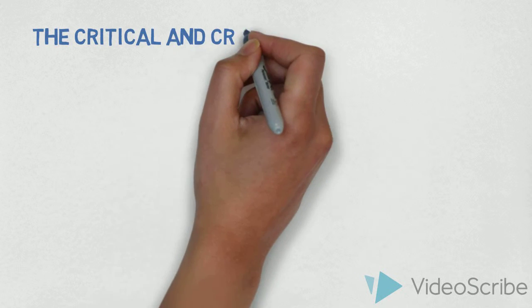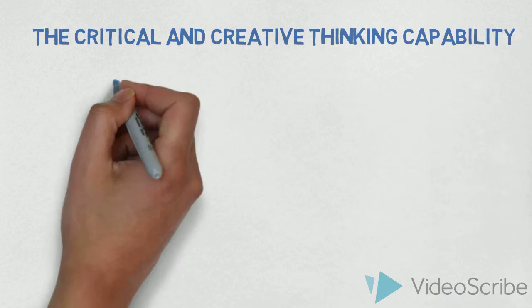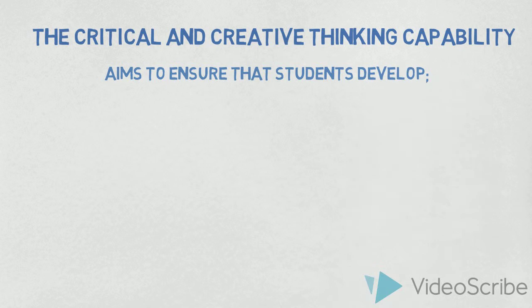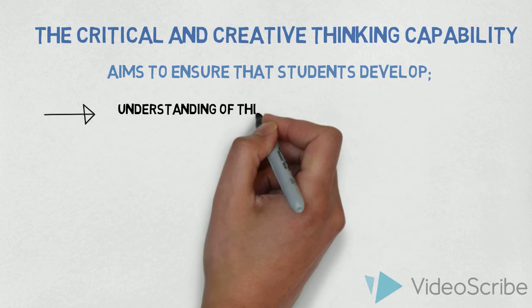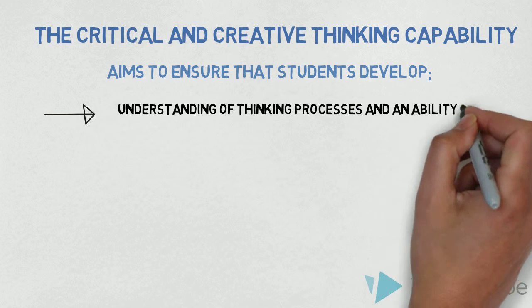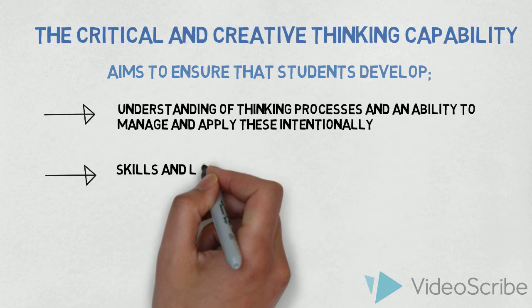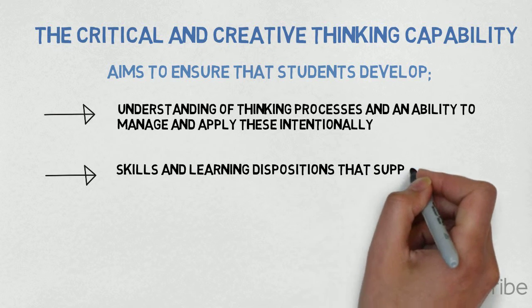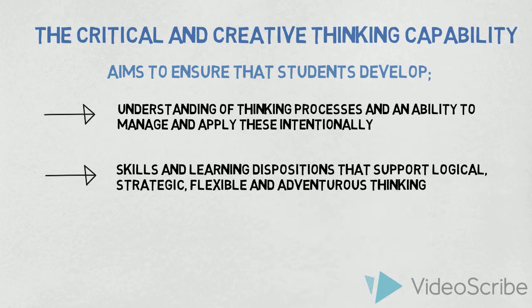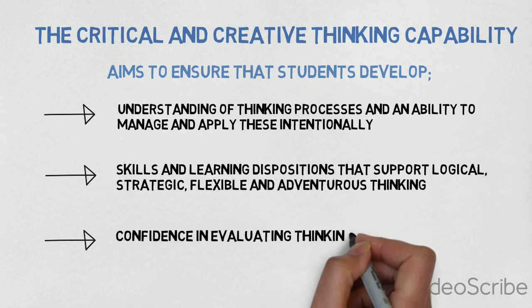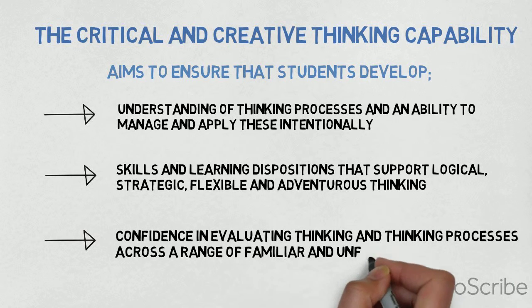The critical and creative thinking capability aims to ensure that students develop understanding of thinking processes and an ability to manage and apply these intentionally, skills and learning dispositions that support logical, strategic, flexible, and adventurous thinking, and confidence in evaluating thinking and thinking processes across a range of familiar and unfamiliar contexts.